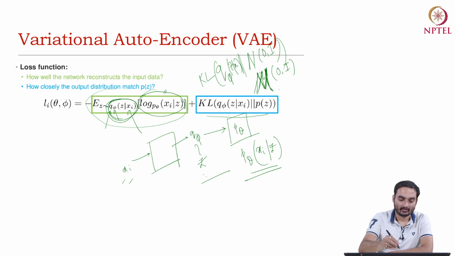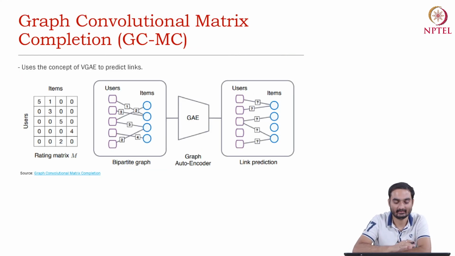Now the same idea has been used for recommendation systems using graphs. This is called the graph convolutional matrix completion problem.